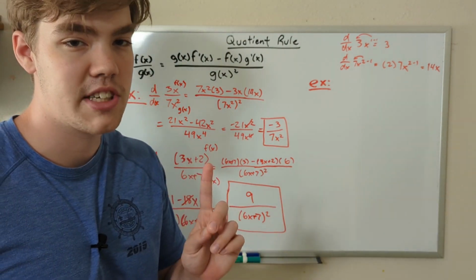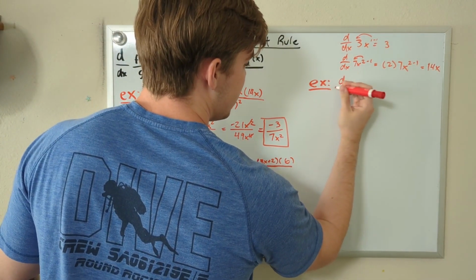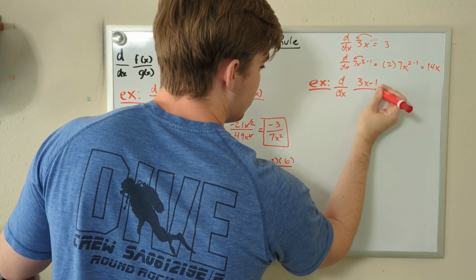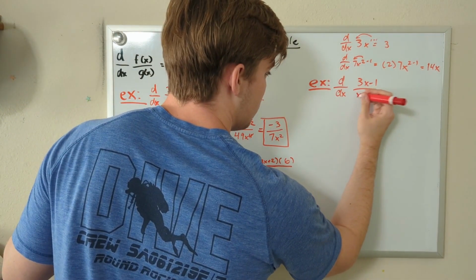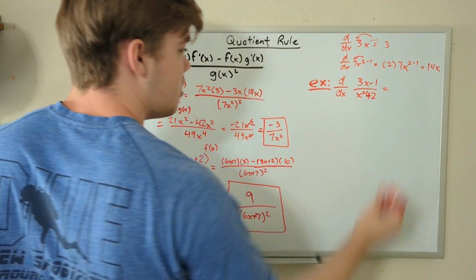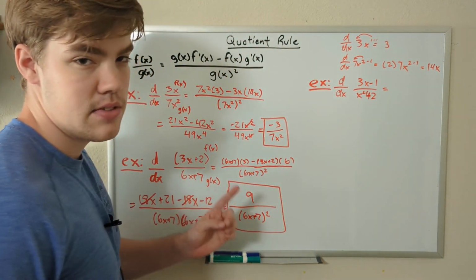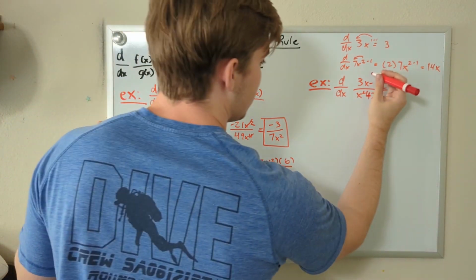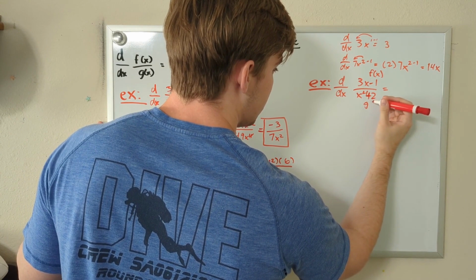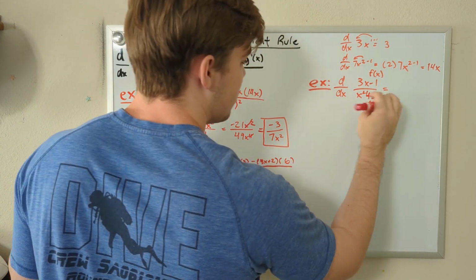We're going to do one more example. Our last example will be finding the derivative of 3x minus 1 on top divided by x to the fourth plus 2. What is this derivative? Well, once again, let's establish what f of x and g of x are. F of x is always our numerator, so that would be 3x minus 1, and g of x is always our denominator, which is x to the fourth plus 2.